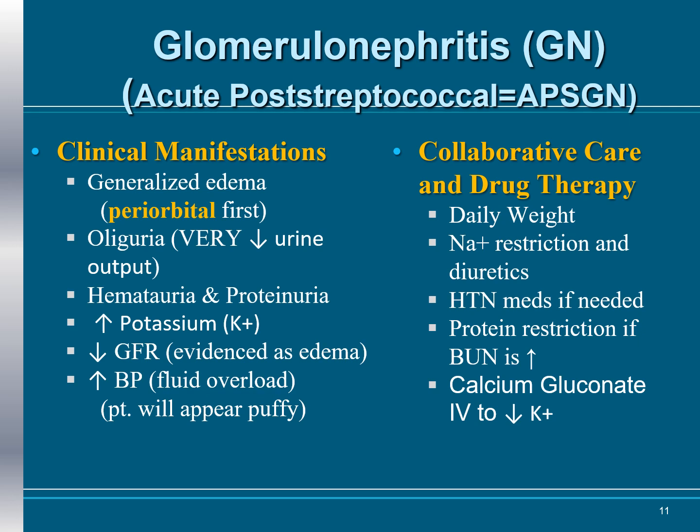Usually for collaborative care, we want daily weights. We want sodium restriction and diuretics to help pull this fluid off. Hypertension medicine if needed. Protein restriction if BUN is high. And calcium gluconate given IV to decrease potassium levels. Just a reminder, potassium is deadly. High potassium levels and low potassium levels can be deadly to a patient. So we really want to treat potassium before it causes cardiac issues.